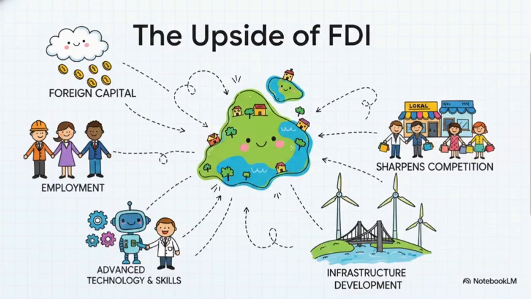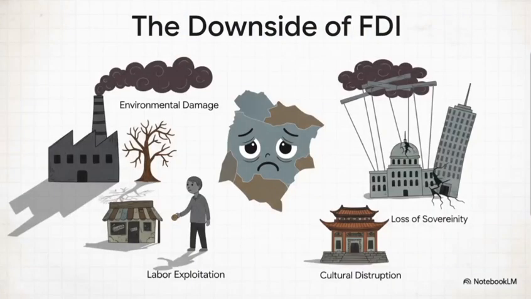It also makes local companies step up their game to compete, and it can lead to brand new infrastructure, like roads and power grids. But, and this is a really big but, there's a serious downside. All that new competition can completely wipe out smaller local businesses. There are huge risks of environmental damage, not to mention the potential for exploiting workers. You can have cultural clashes, and maybe most importantly, a country can start to lose control over its own economy when the big decisions are being made in a boardroom thousands of miles away.